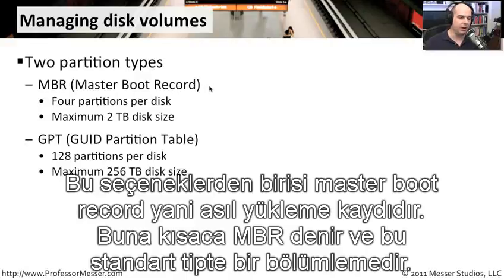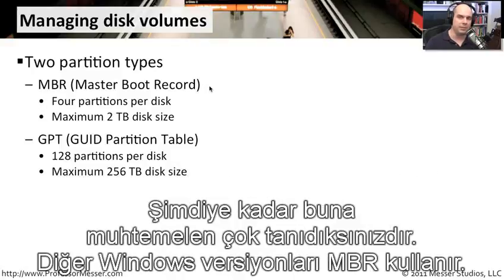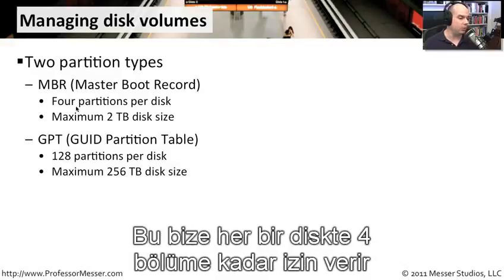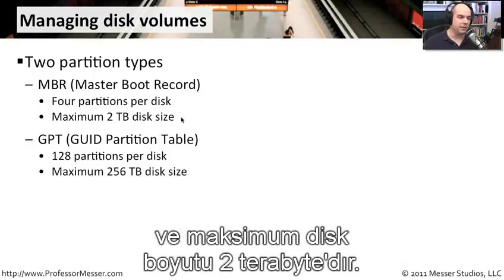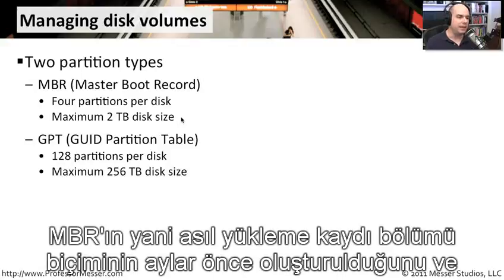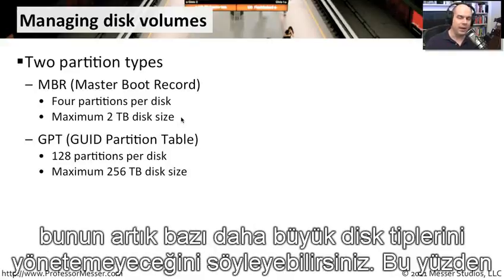This is the MBR, the standard type of partitioning that up to this point you're probably very familiar with. Other versions of Windows use MBR. Other operating systems can also do master boot record type partitions. It's one that allows for 4 partitions per disk, and there is a maximum 2 terabyte disk size. Well, looking at that, you can already tell that the MBR, the master boot record partition format, which was created many moons ago, is not going to be able to handle some of our larger drive types that we have out there.